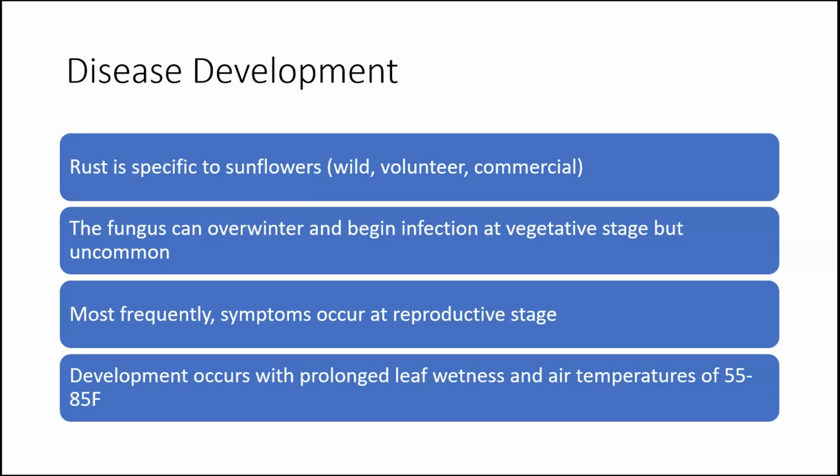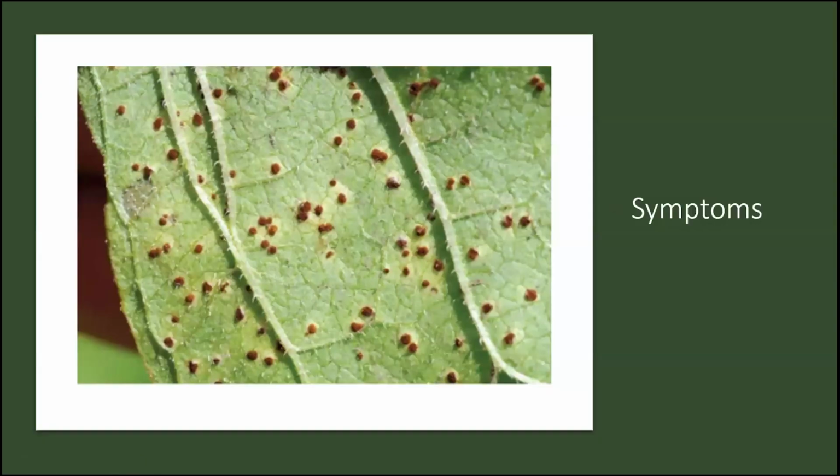The development of disease occurs with prolonged leaf wetness and air temperatures of 55 to 85 degrees Fahrenheit. So here is the most common symptom of sunflower rust. It is going to be pustules that are on the bottom and the top of the leaf. You can wipe those off and your finger will probably have an orange color on it, almost like Cheeto dust. Those are rust spores, so make sure you don't go touch other sunflowers because you will spread the disease.